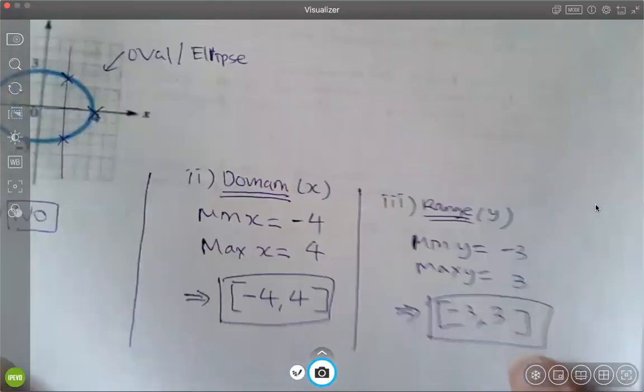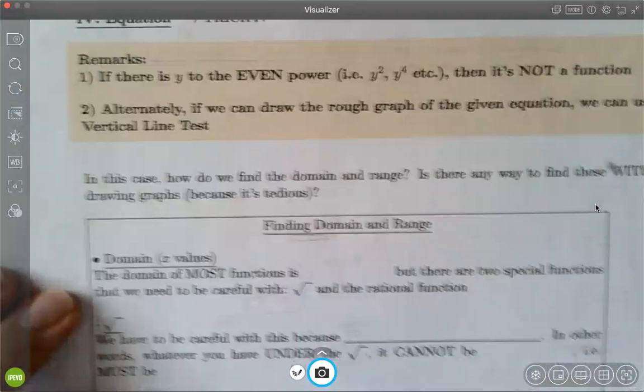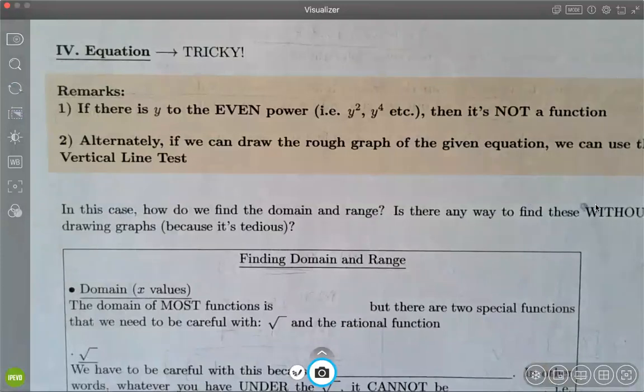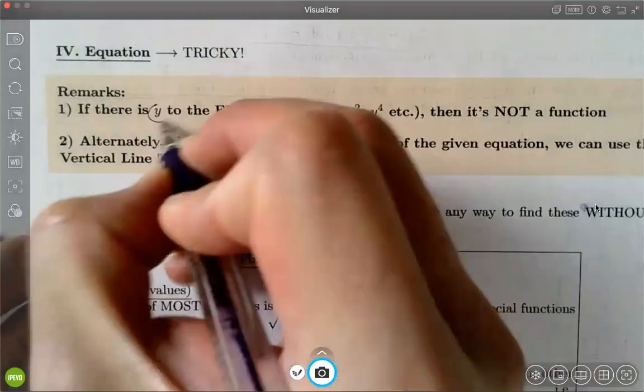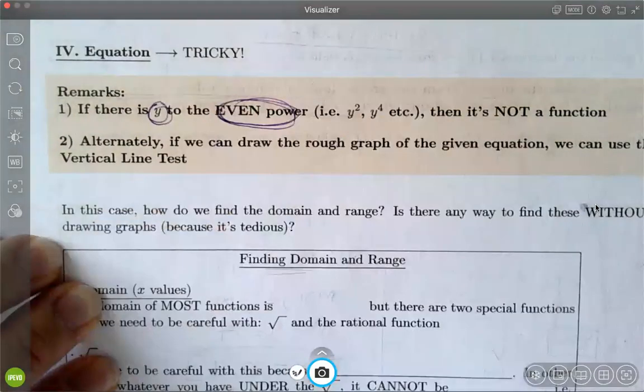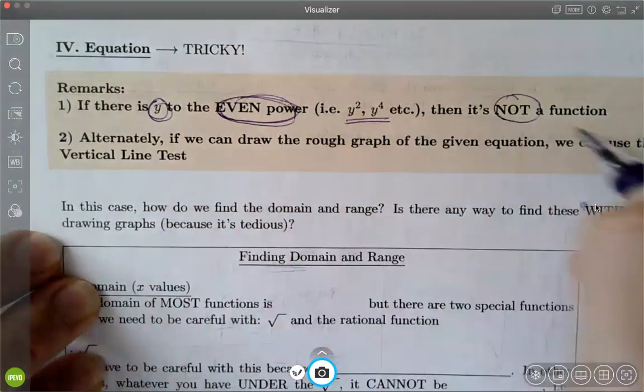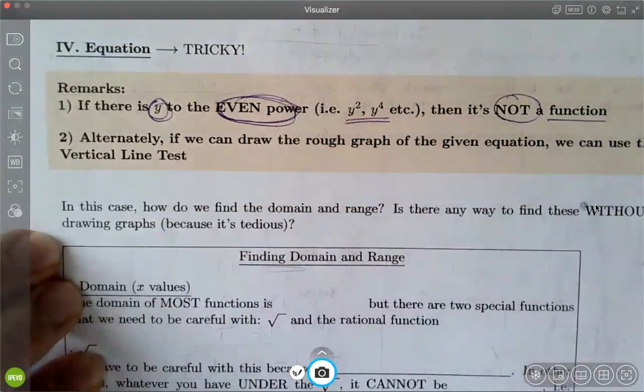Now, the last one, the equation. Okay, so now this is a little bit tricky. To tell whether something is a function or not, that's not too hard. There are two ways for you to tell whether something is a function or not. Number one, if you have y to the even power, such as y squared, y to the fourth, and so on, then it's not a function. No matter what happens to x, you cannot have y to the even power in a function.